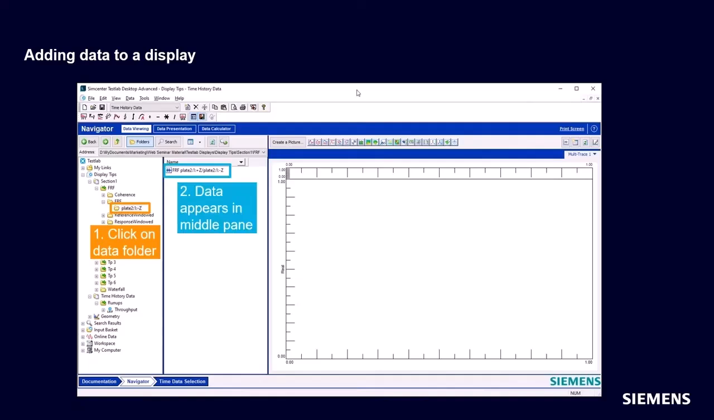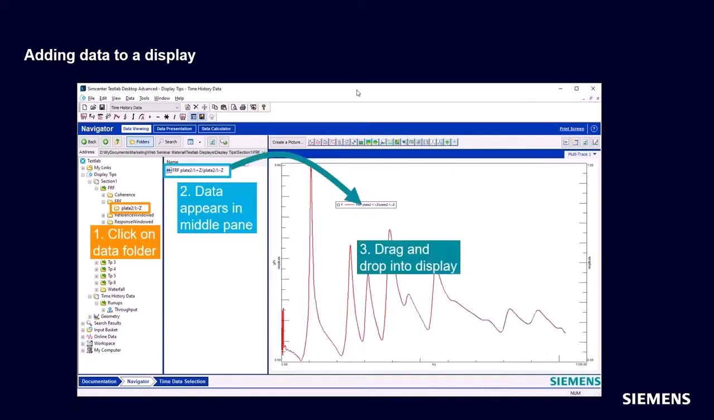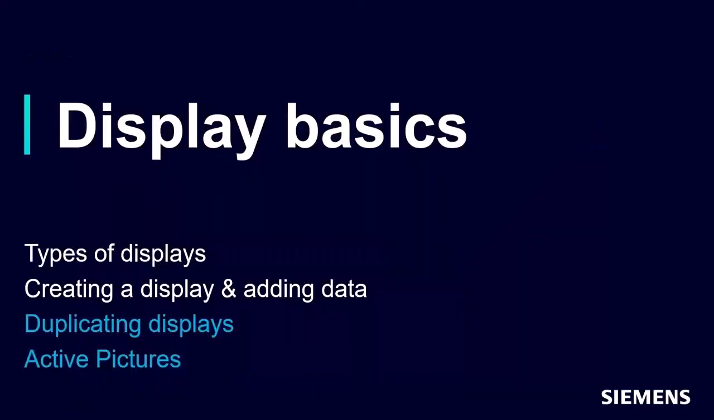And so we see an FRF, and then we can just click and drag and drop that FRF onto a display. And that's how we view our data. So we're doing some dragging and dropping. When we locate our data, we just drag and drop it into a display. And there's some advanced options we'll cover if I want to replace or update the data in a display as well. So duplicating displays and active pictures.